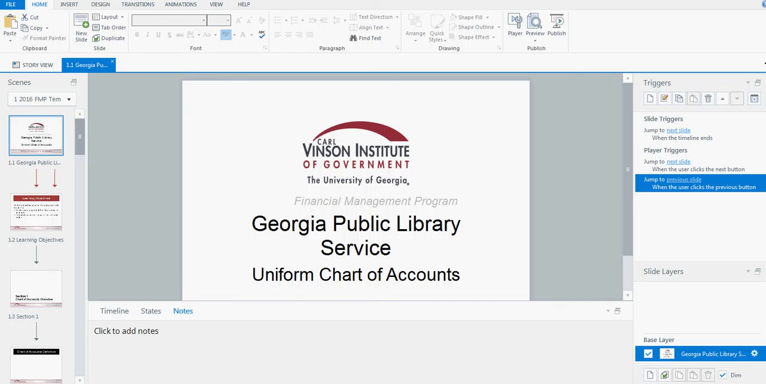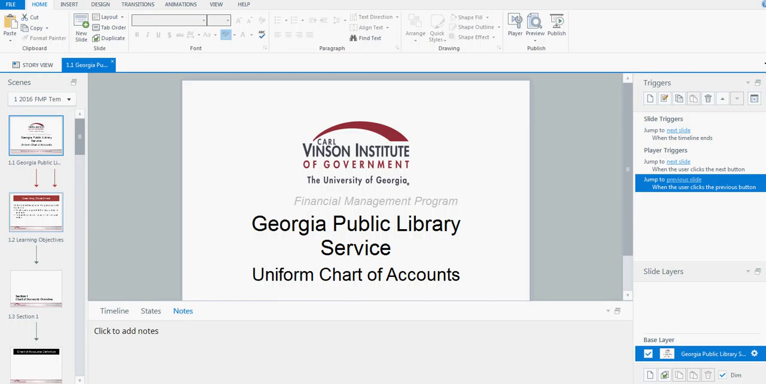This is Tracy Arner, and I'm going to be doing a project on the Georgia Public Library Service Uniform Chart of Accounts this semester. There are 63 public library systems in Georgia, and each of them has to use the same chart of accounts encoding transactions.